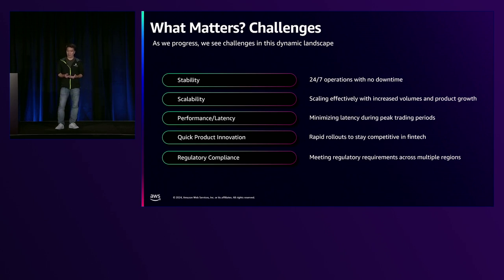Scalability is another key concern. During a bull market, the traffic and volume can surge by 10 or even 100 times. So our system must seamlessly auto-scale to meet the demand when volume increases. Performance and latency are equally important.